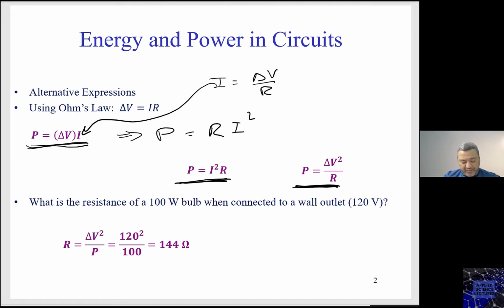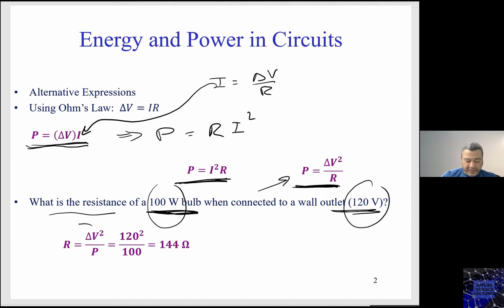If I have a light bulb that consumes 100 watt connected to a wall outlet that provides 120 volt potential difference, what is the resistance? So here I have the power, I have the potential difference. I can right away use this expression, for example, to calculate the resistance. So here I know that R equals delta V squared divided by the power, and from there I can calculate the resistance right away.